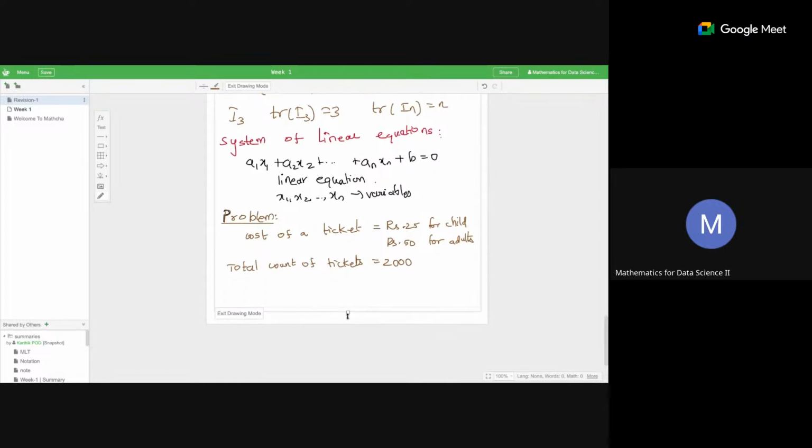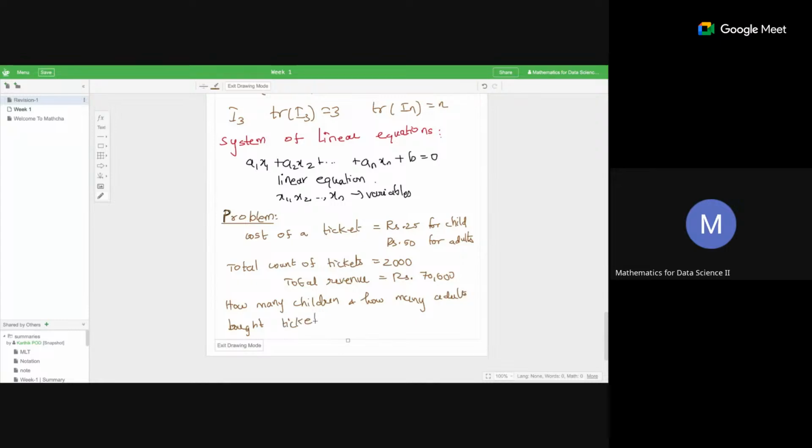And the total revenue is rupees 70,000. So now the question is, how many children and how many adults bought tickets? So everyone read the question again, take a moment before answering, and then step by step we will see how to frame linear equations from this.